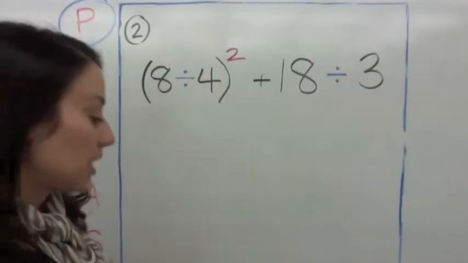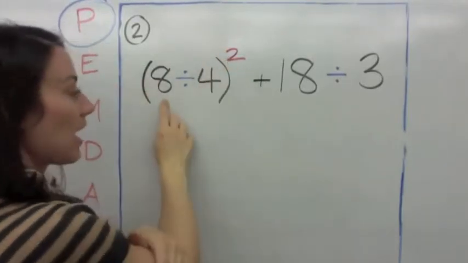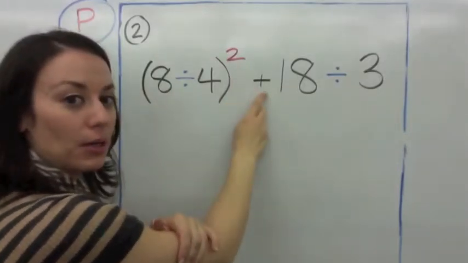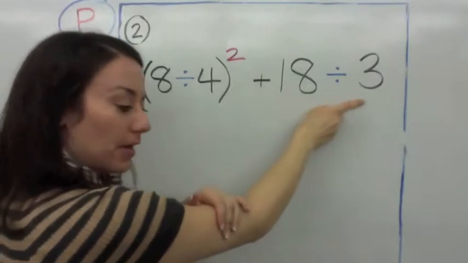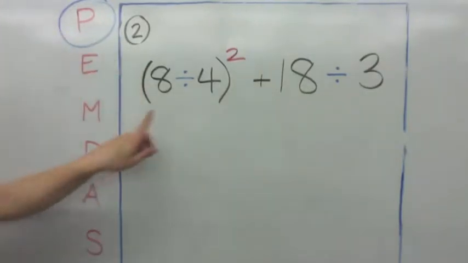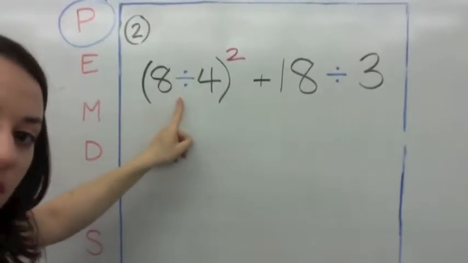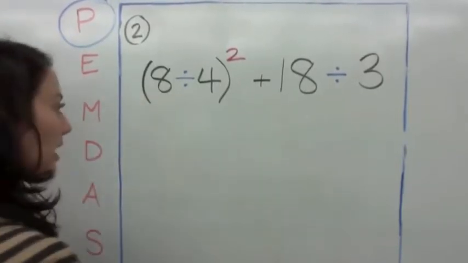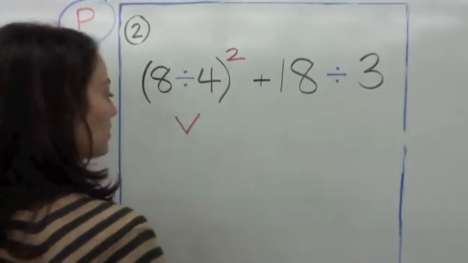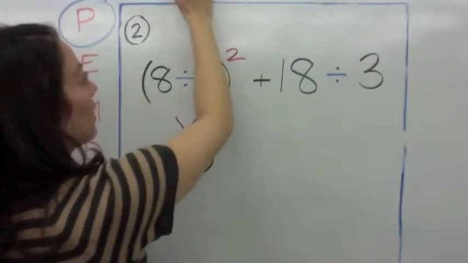Let's read number 2 together. It says, in parentheses, 8 divided by 4 squared plus 18 divided by 3. Do we see parentheses in our order of operations? Yes, so we're going to do this first. Tell me now, what is 8 divided by 4? Let's keep it in parentheses.